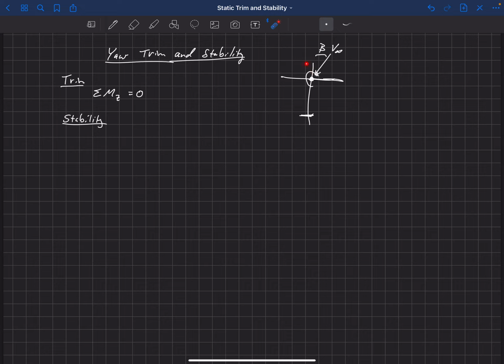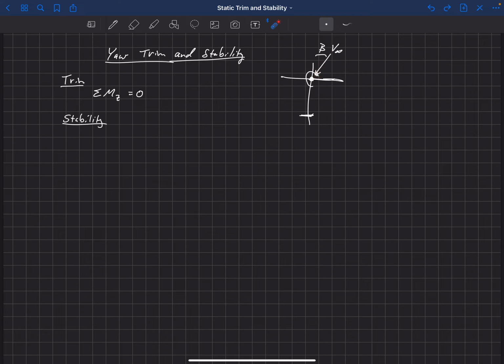This is our fuselage line here. In fact, let me just draw it with a different color. So let's say that we're rotated to the left here. Well, that will produce some positive beta, which is actually the drawing that I have here with positive beta already shown. So now our aircraft is rotated to the left relative to the free stream velocity. Okay, so we have some positive beta.